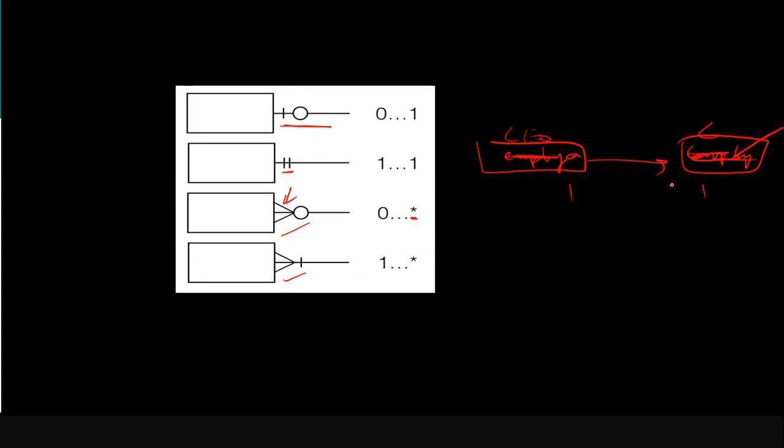A company can have only one CEO, right? Each company can have only one CEO. Only one CEO will be there in a company. This is a classic example of one-to-one.